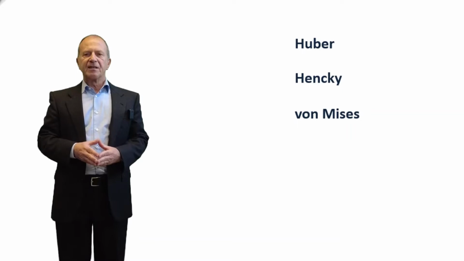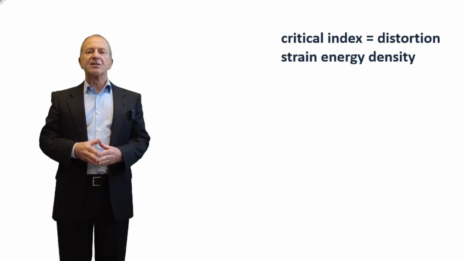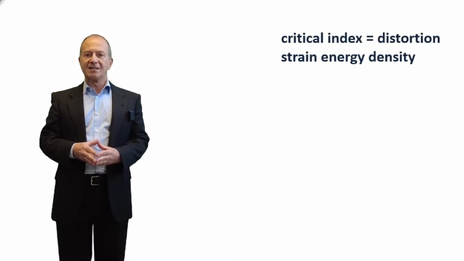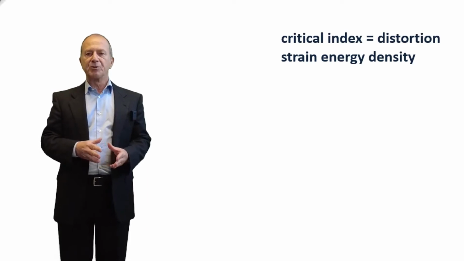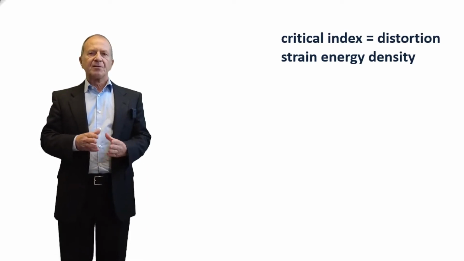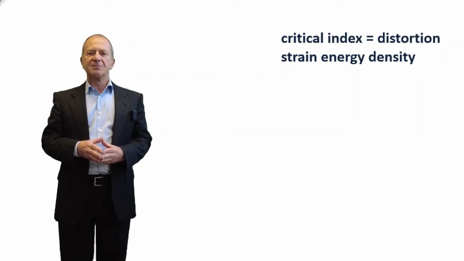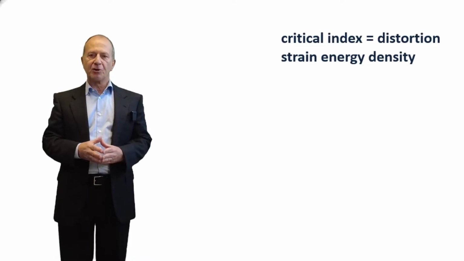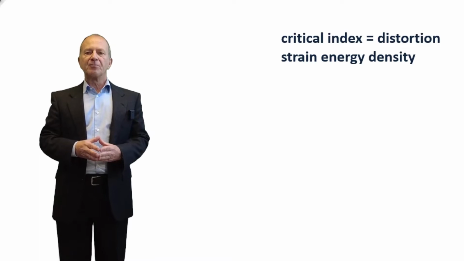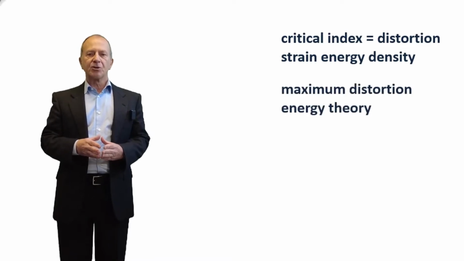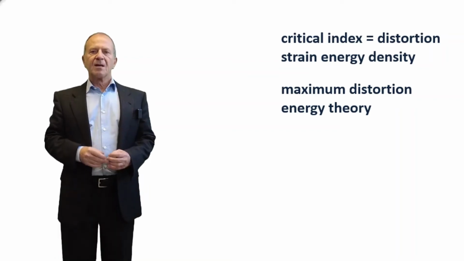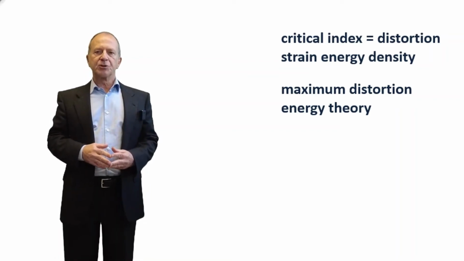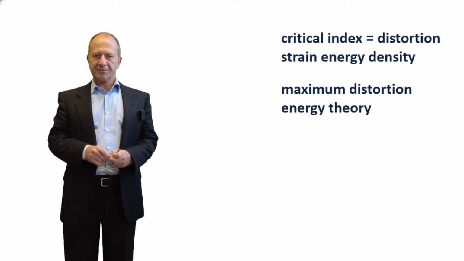The critical index underlying this criterion is the distortion strain energy density, where density means per unit volume. The distortion strain energy density is the part of the strain energy density responsible for the change in shape of an elementary volume. This is why von Mises' theory of failure is also called the maximum distortion energy theory. How can we compute the distortion strain energy density?